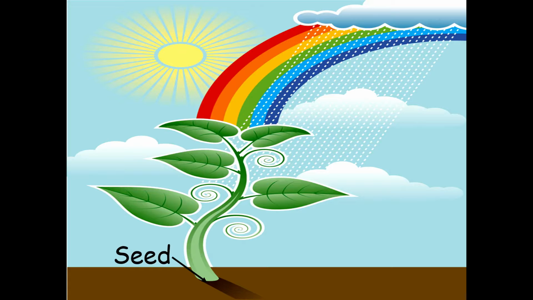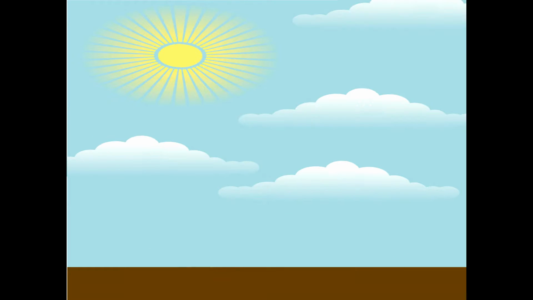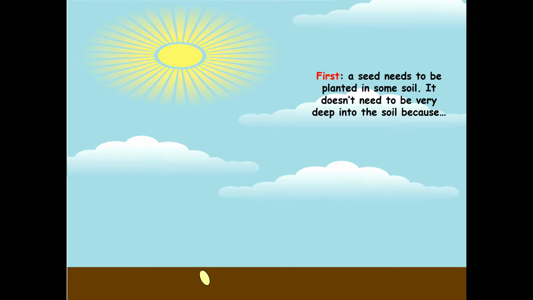We first start by planting a seed. The seed needs to go into the soil. Then the seed needs some sun. That will give it light and energy. And then, of course, we do need that very important water. Let's have a look. First, you need a seed that goes into some soil. It doesn't need to be very deep into the soil because we need the seed to get some water. Then it will start to germinate.